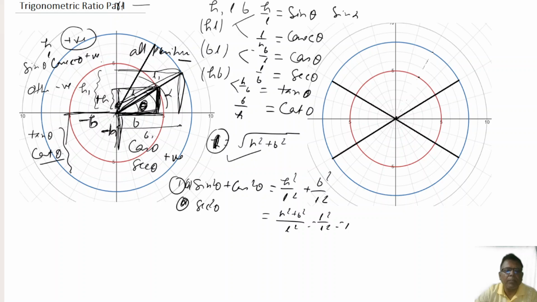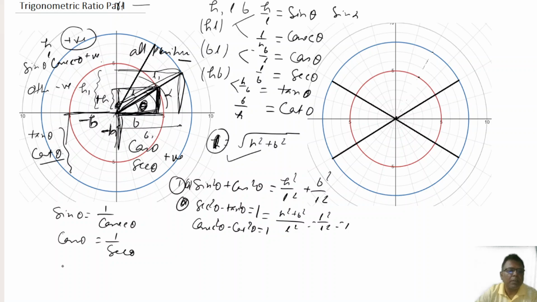Then sec square theta minus tan square theta will also be 1, and cosec square theta minus cot square theta also will be 1. And these are reciprocals of each other. So sin theta is equal to 1 by cosec theta, cos theta is equal to 1 by sec theta, and tan theta is 1 by cot theta. So this is the reciprocal formula. Third set of formulas: you divide this by this.